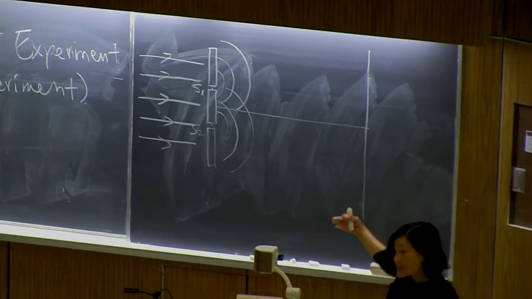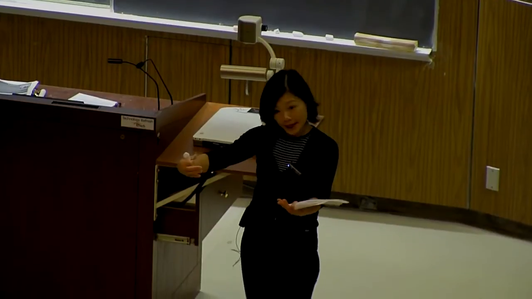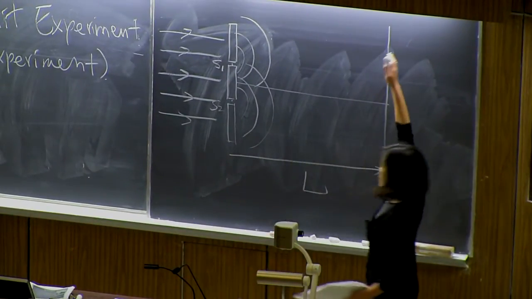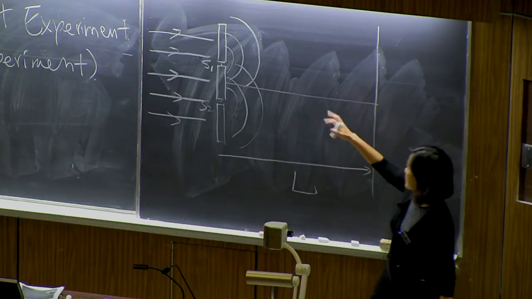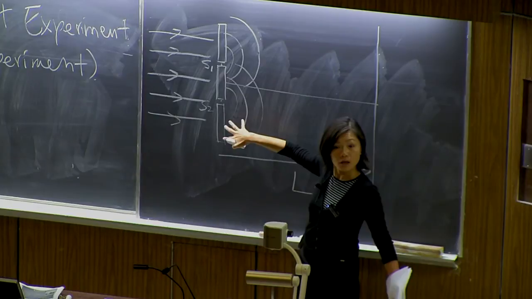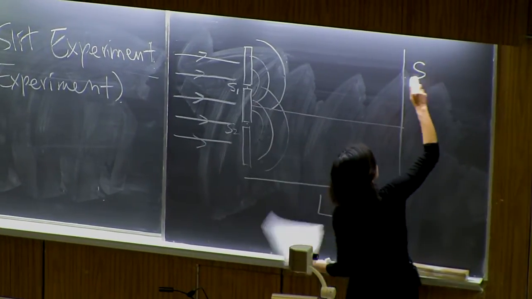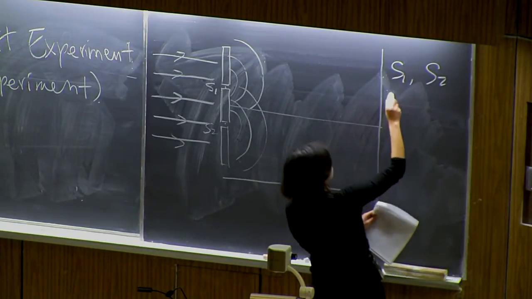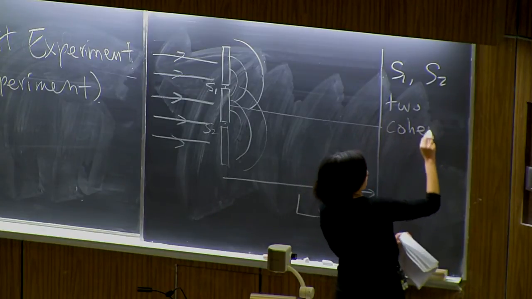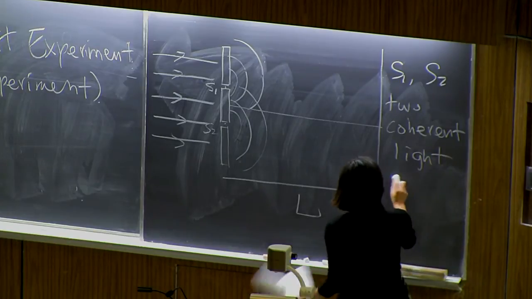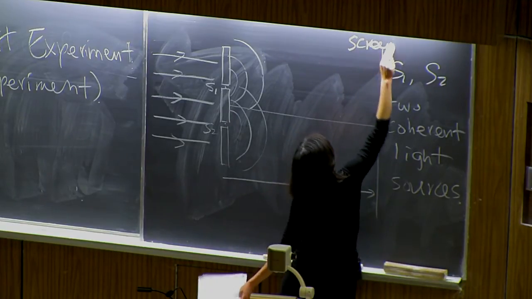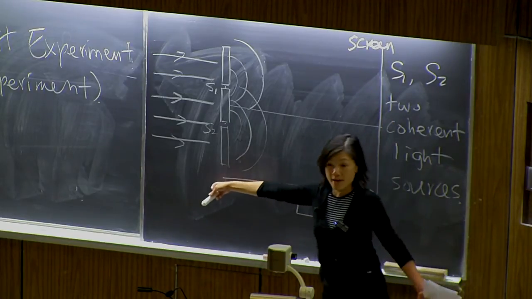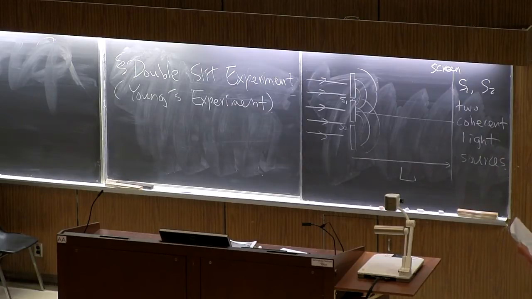So the light waves coming out of these two point light sources would of course propagate, and at some distance away you have a screen right here, and on the screen you will be able to observe the interference pattern due to the waves coming out of these two light sources. So S1 and S2 here serve as two coherent light sources. And on the screen, which is a distance L away, one will be able to observe the interference pattern.